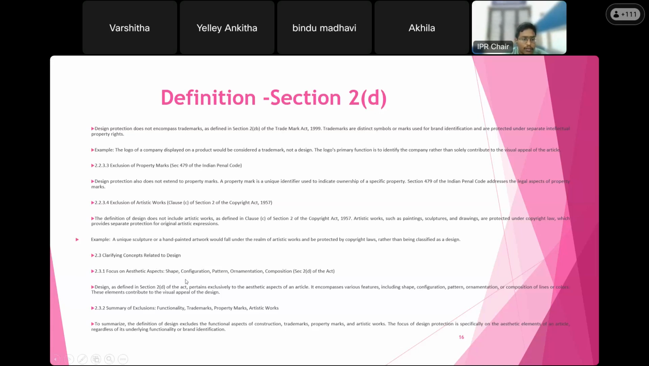I said to focus on the aesthetic aspect, which is defined in section 2(d). So if you summarize, what are the exclusions? Functionality, trademark, property mark, or artistic works cannot be protected under design. Only aesthetic appeal will be protected under design. So far I have explained what design is, what can be protected, and what the exclusions are, what is not protected.